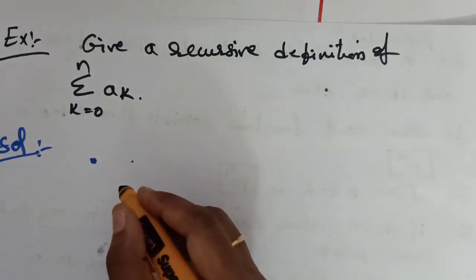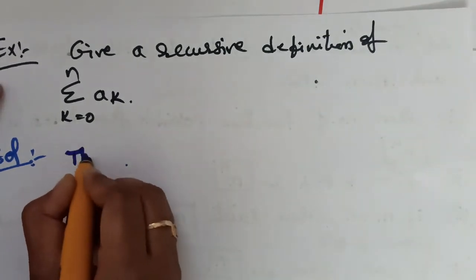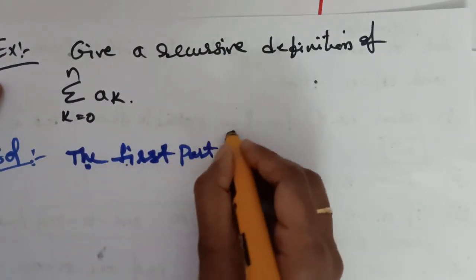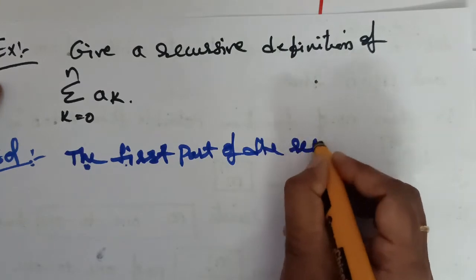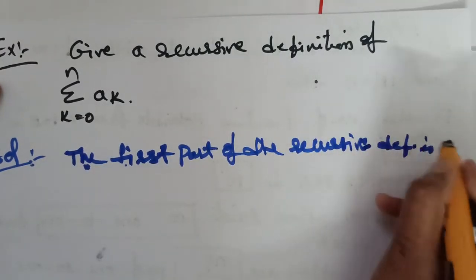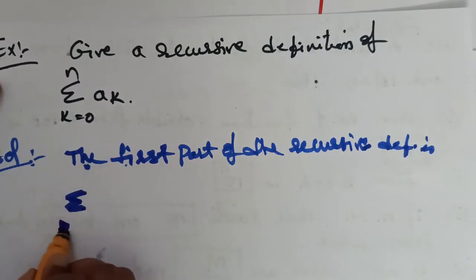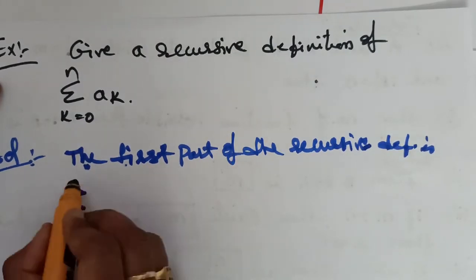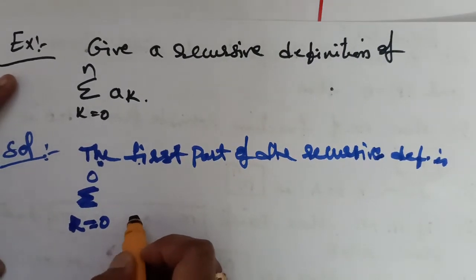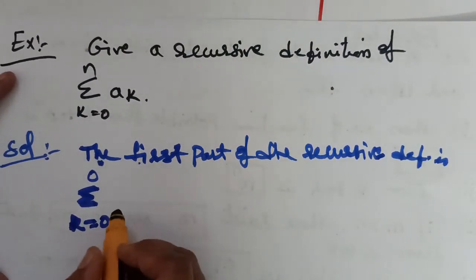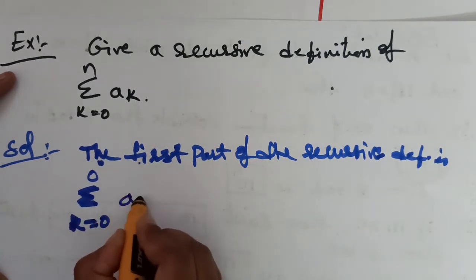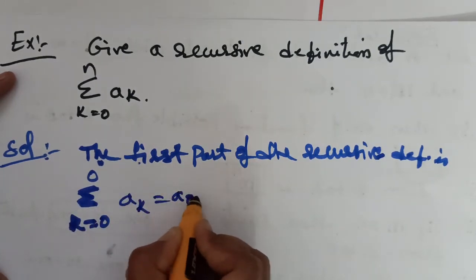Solution. The first part of the recursive definition is summation k equal to 0 to 0. In the basis step you need to substitute n equal to 0. Summation k equal to 0 to 0 of ak is equal to a naught.